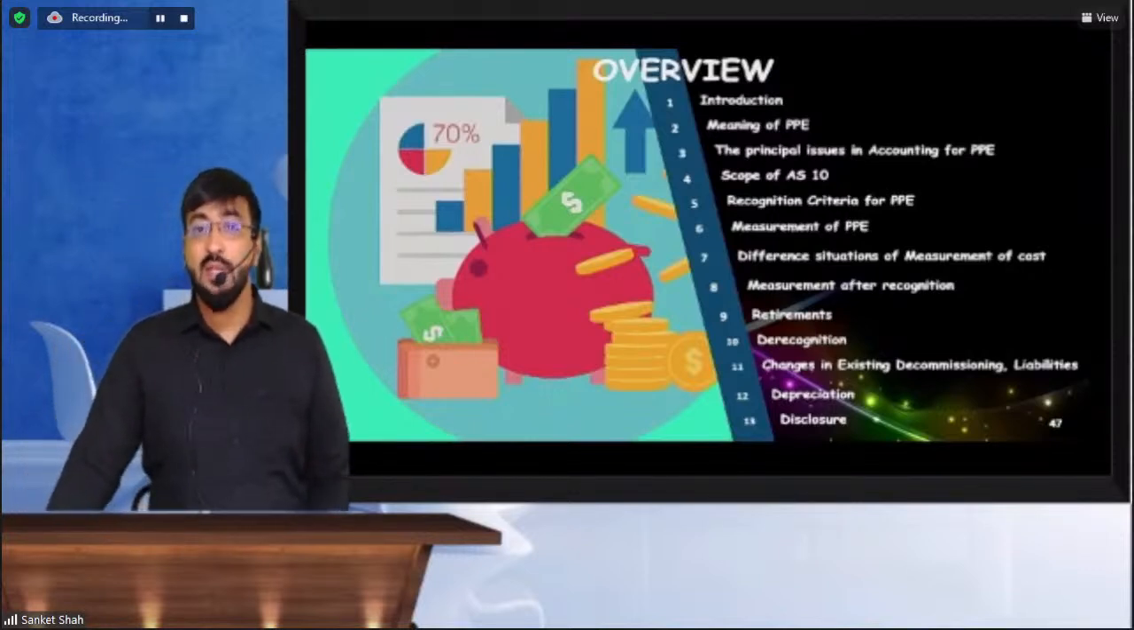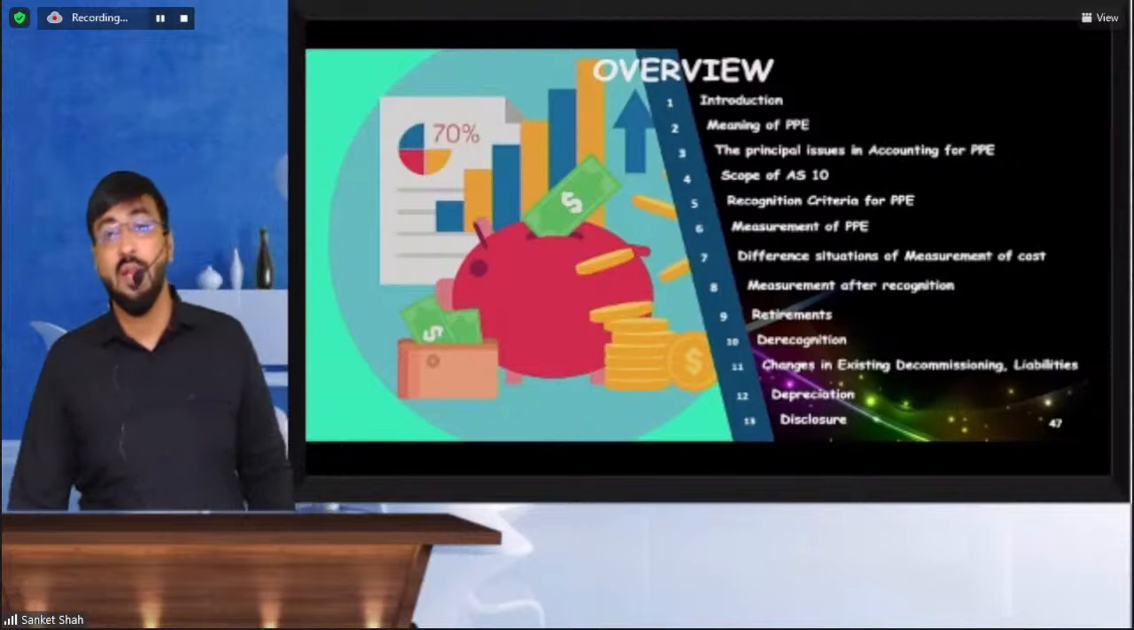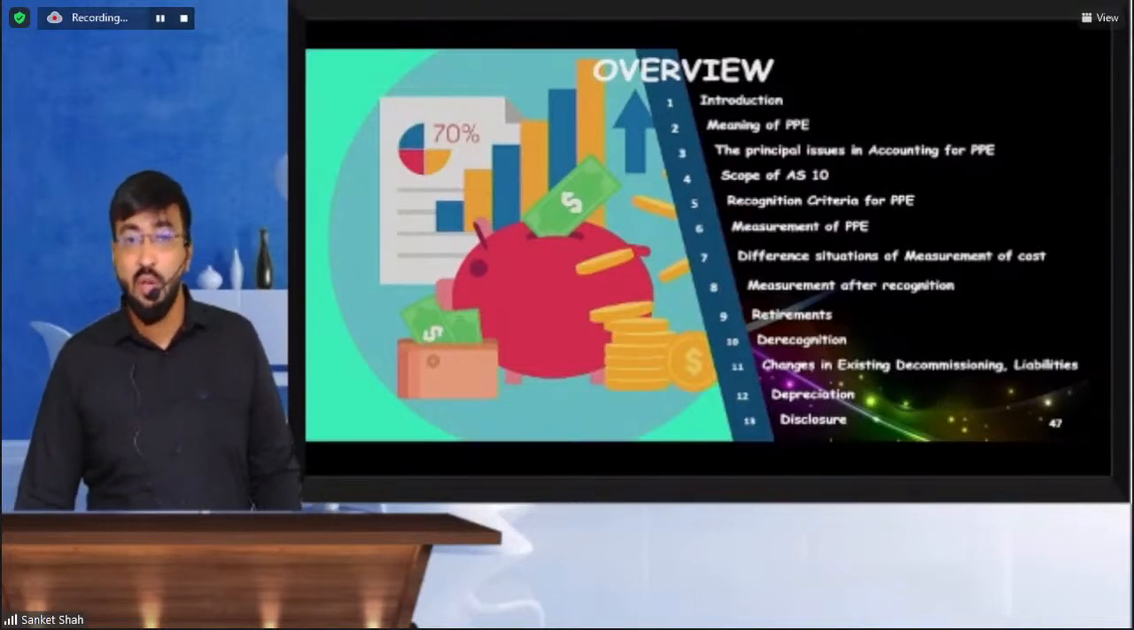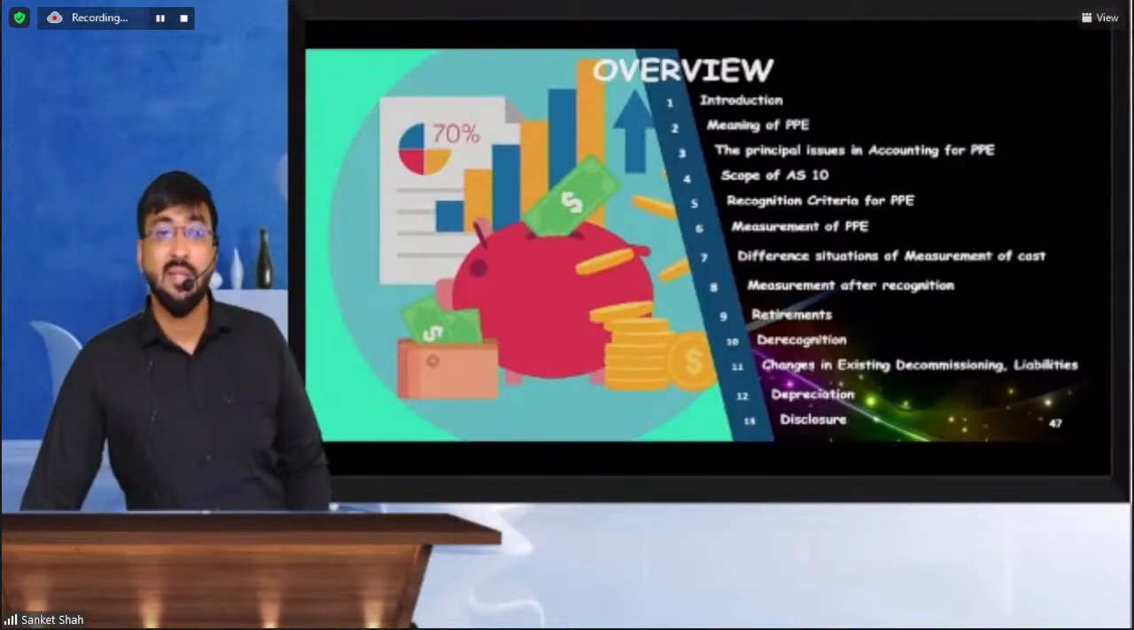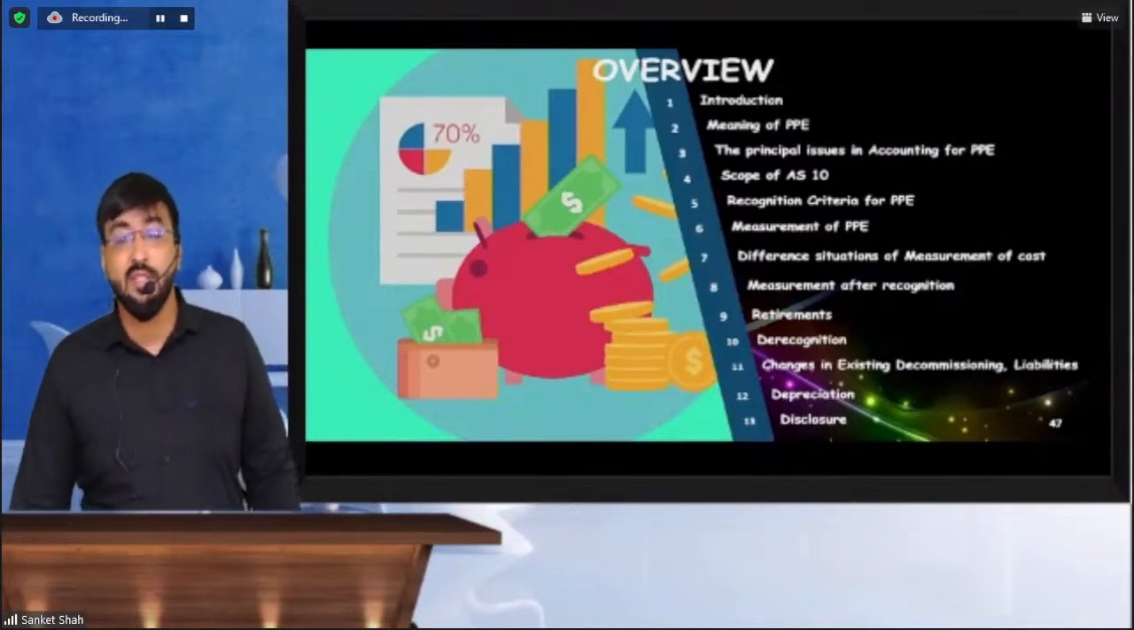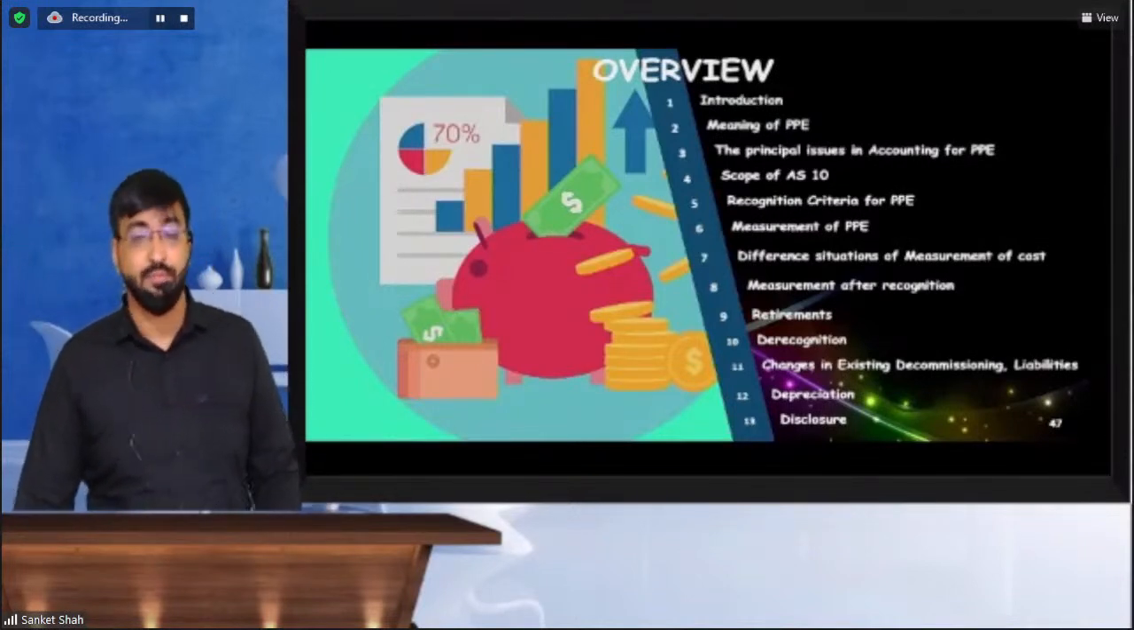After that, we have seen there are two models, cost model and revaluation model. Initially only one model, that is the cost model, and subsequently there might be a cost model or revaluation model. When you increase your asset, it goes to the revaluation surplus account, and when you decrease your asset, it is a debit to the profit and loss account against the asset account.